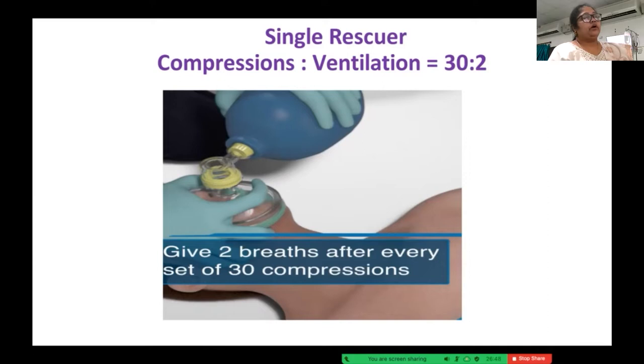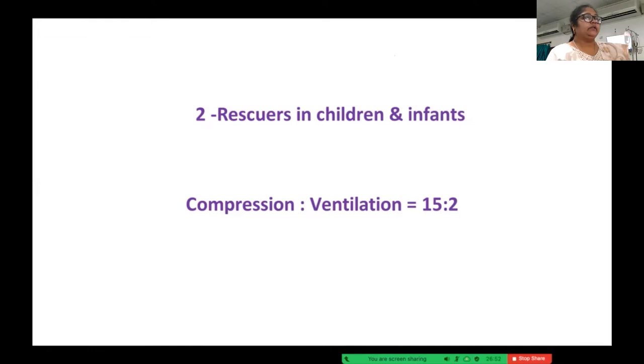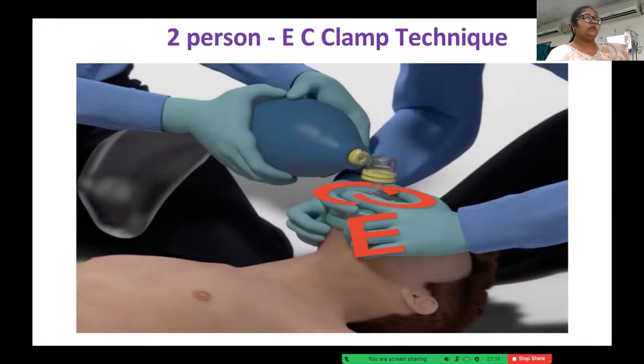But if there are two or more rescuers there, then two people can be doing the compressions and the airway. As I said, the compression to ventilation ratio when we have two or more rescuers is 15:2. When we are single and we have only a bag and mask, then we have to do 30:2. When two rescuers are there, we can form a double C around the mask and double E around the mandibular area so that it is given snugly, and we can give bag and mask.